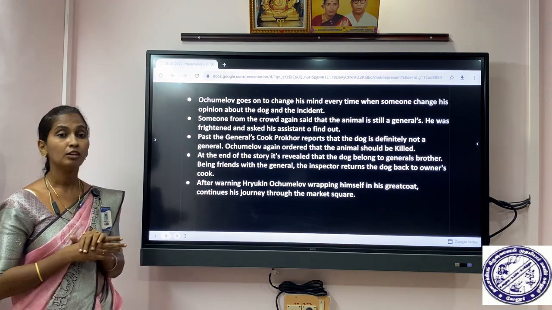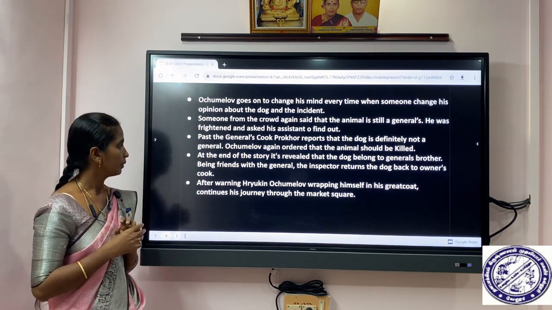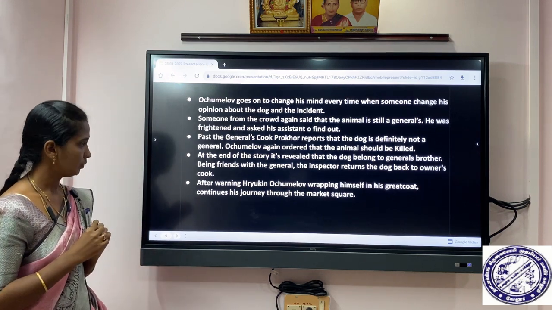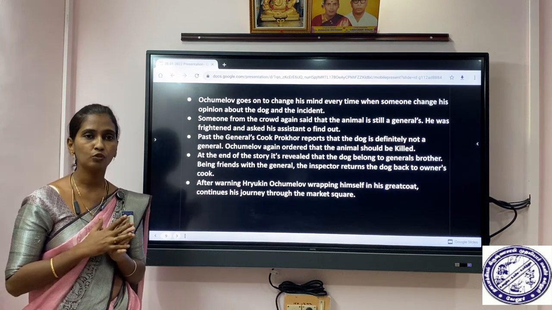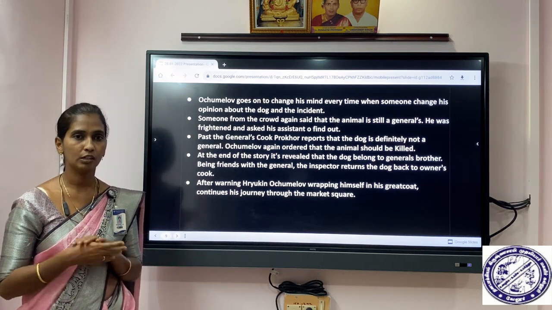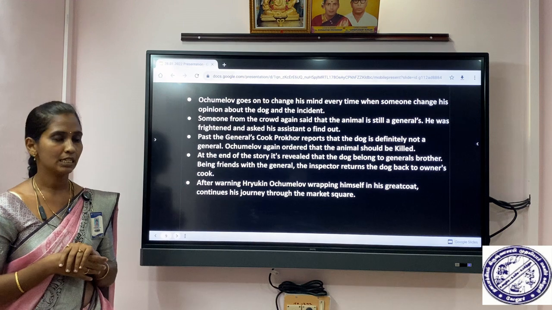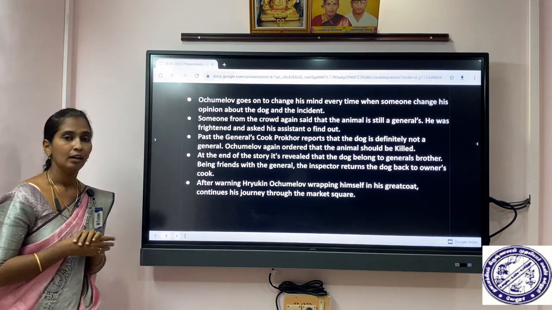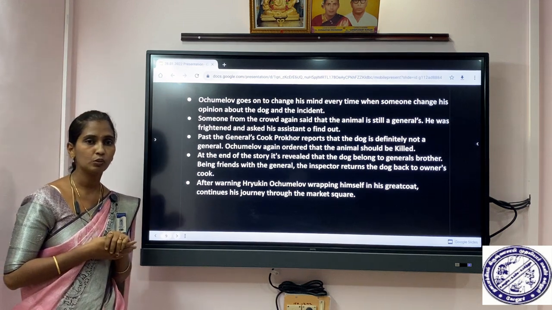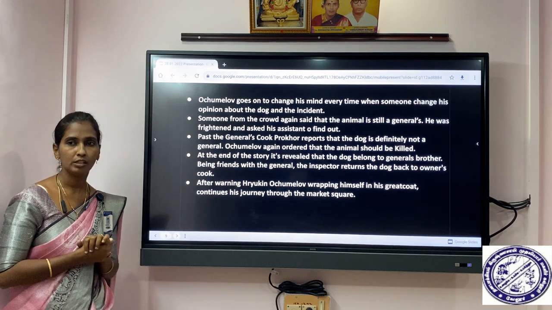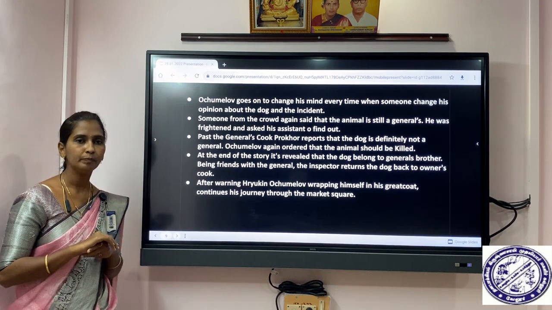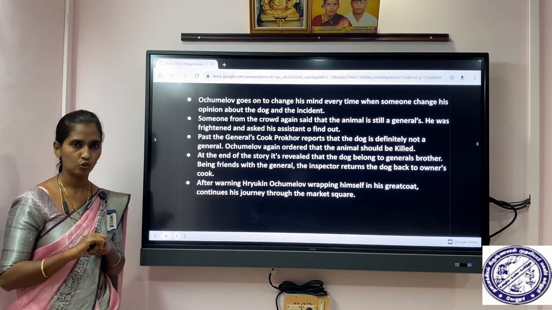So we could see again Ochmelo changing his attitude. He says that he wants the dog to be exterminated immediately. He wants the dog to be killed immediately. But then Pohor, the general's cook, continues and says it's not the general's dog, but it is the general's brother's dog.